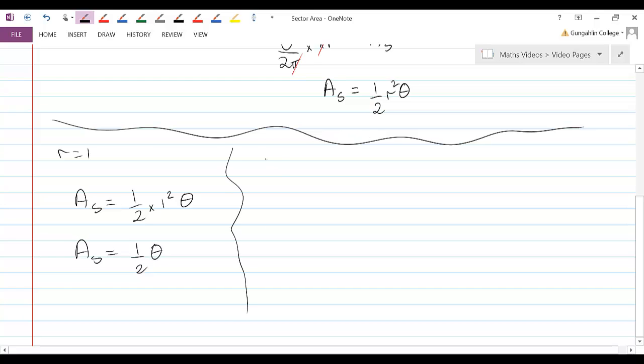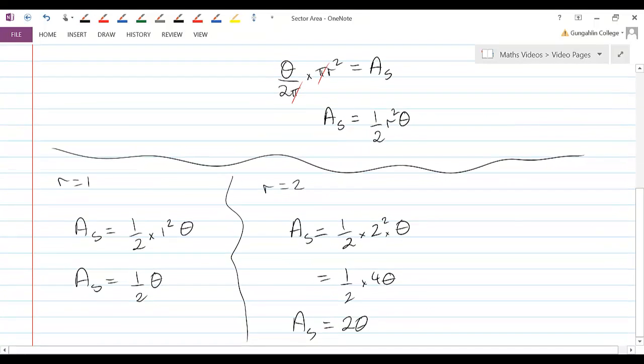Similarly, when we went to r equals 2, we would get half times 2 squared theta. 2 squared is 4, half of 4 theta. Half of 4 theta is 2 theta. So in that case, we had that the area of the sector was twice the angle at the center, and so on. So this allows us to get the area of a sector with a given angle at the center. And it's a very, very powerful formula. So that is one that you need to make sure you record, because it is a formula that we're going to keep using from this point on.